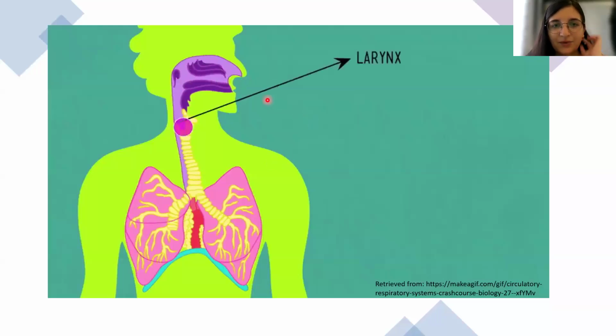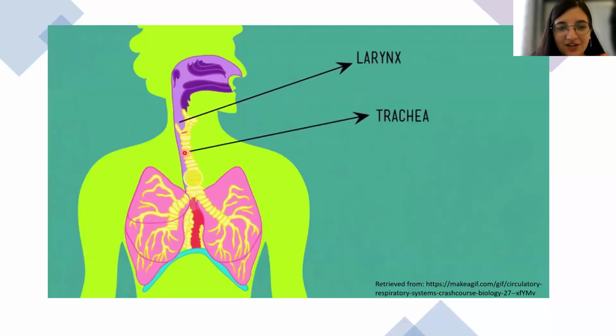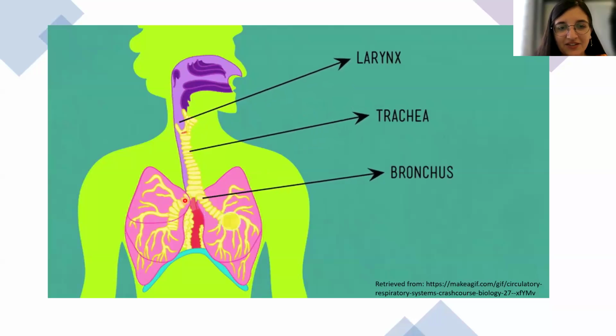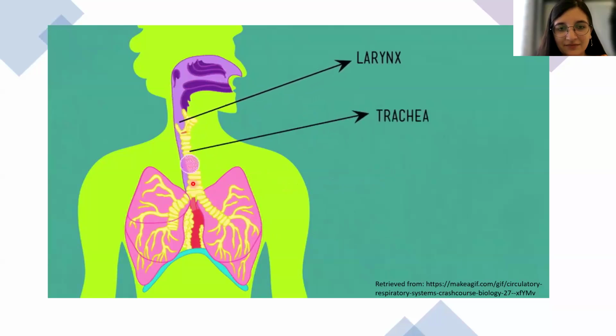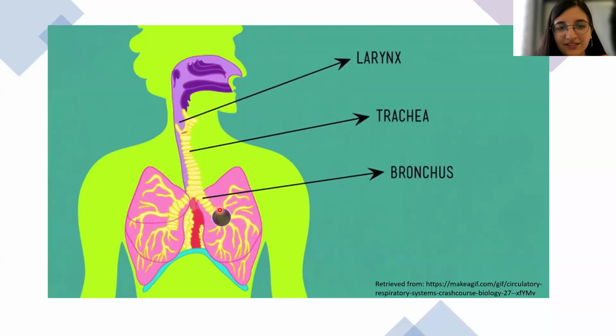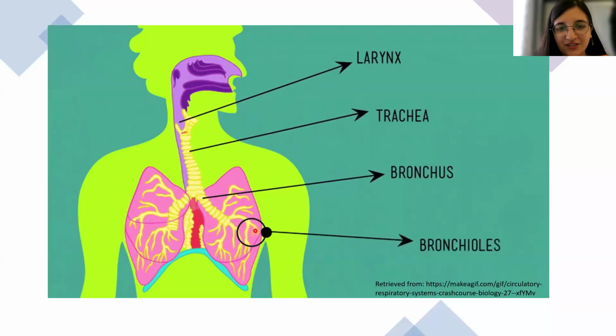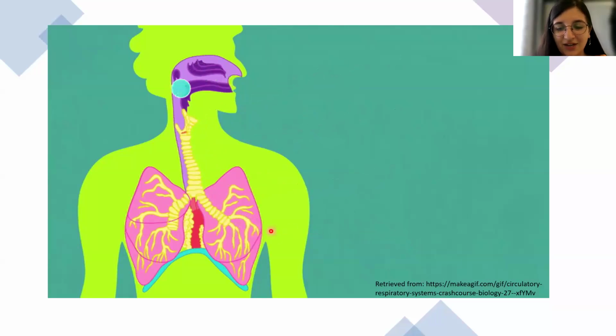So let's have a look at this one more time. The larynx. This is the trachea. This is the bronchus. So one is called bronchus, two is called bronchi. And then the smaller branches are bronchioles. So one more time: larynx, trachea or the windpipe, the bronchus, and the smaller branches, bronchioles. And after this, it goes to the alveoli.